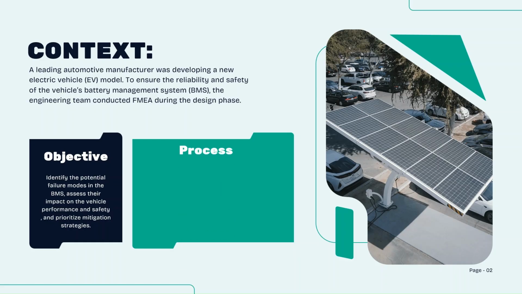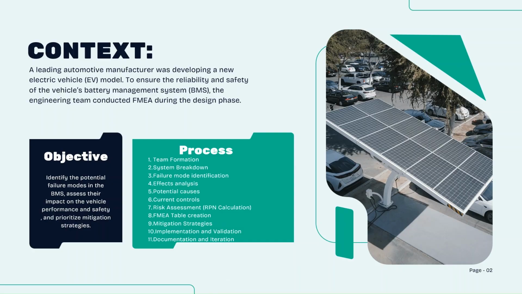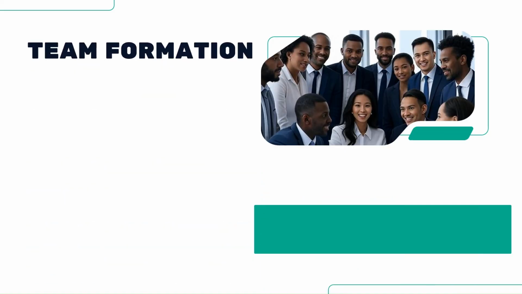Let's talk about the process. We have 11 parts in the process. The first one is team formation, second is system breakdown, third is failure mode identification, fourth is effects analysis, fifth is potential causes, sixth is current controls, seventh is risk assessment or the RPN calculation, eighth is FMEA table creation, ninth is mitigation strategies, 10th is implementation and validation, and 11th is documentation and iteration. Let's go to the next slide and understand team formation.